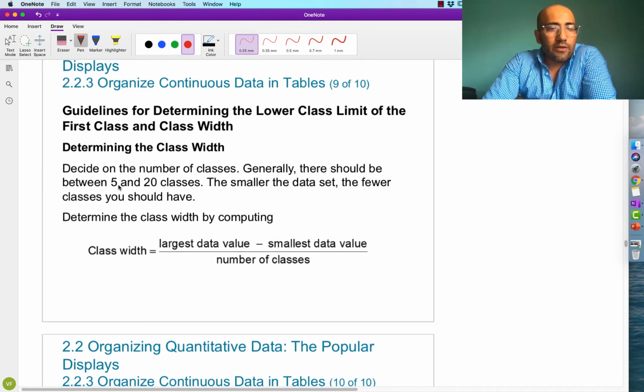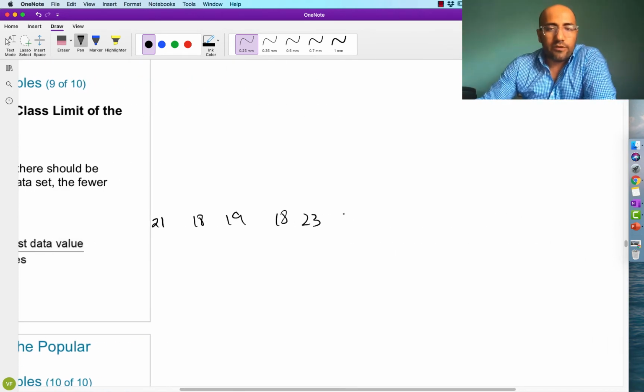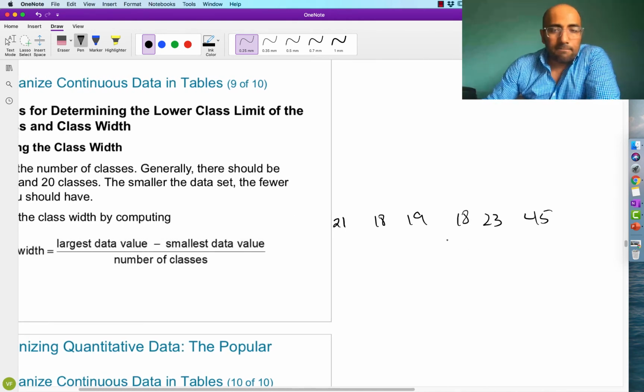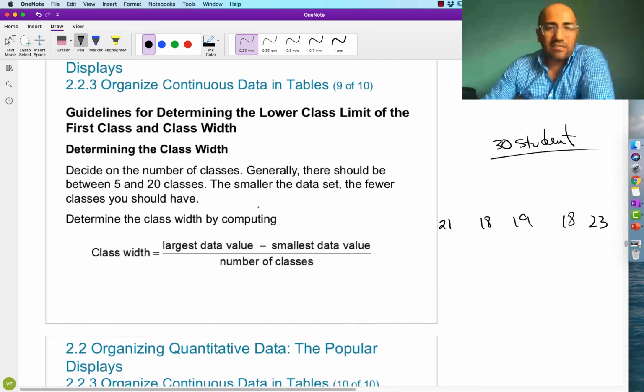Okay. On the other hand, if we only have a data set of 30 things, we don't want 20 classes to describe a data set of 30 items. Right? If I asked everyone in class to tell me their age, what kind of results would I get? Ages for students in class. Okay, so somebody says I'm 21, I'm 18, I'm 19, I'm 18, I'm 23, I'm 45, I'm whatever. So these are the results I would get. If I had 30 students and I wanted to do a histogram with all these, it wouldn't make sense for me to have 20 different classes for 30 students, right?